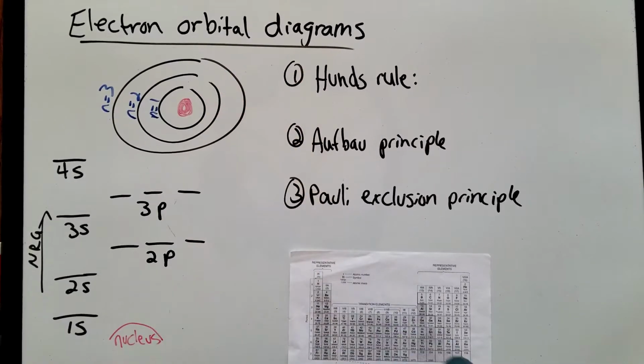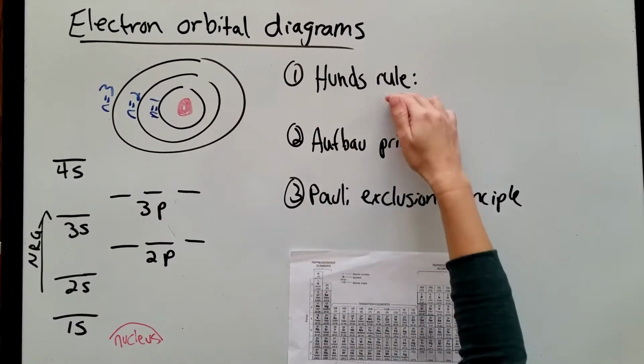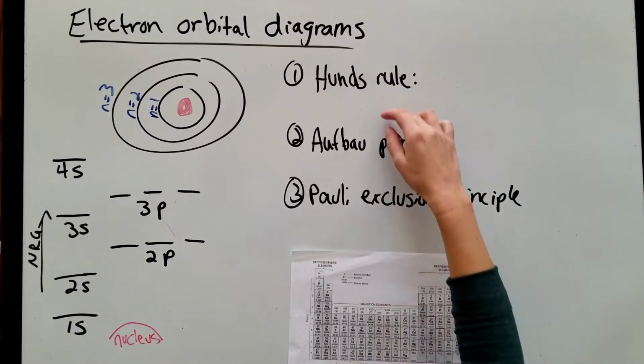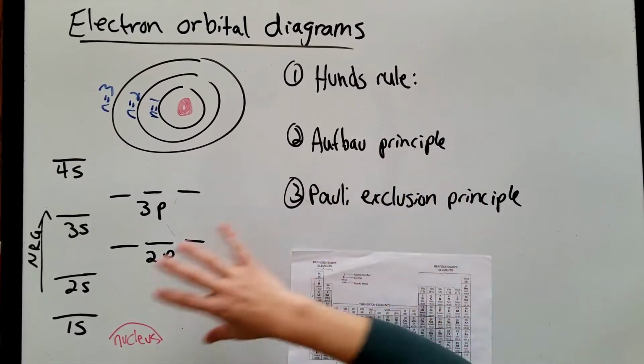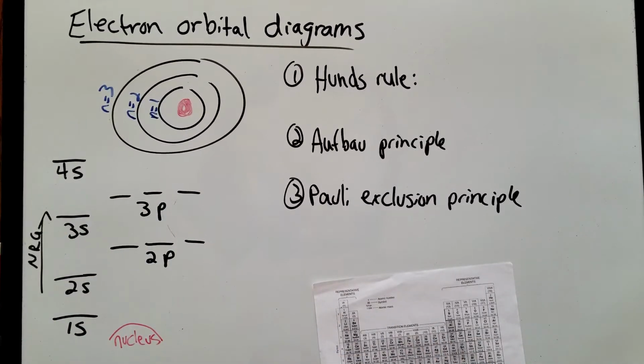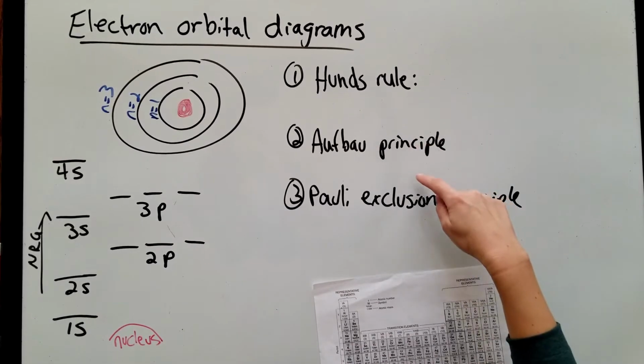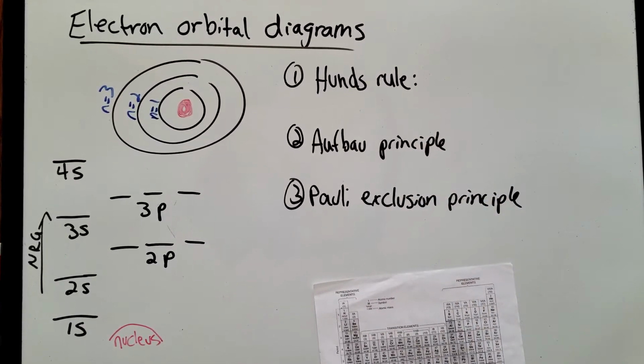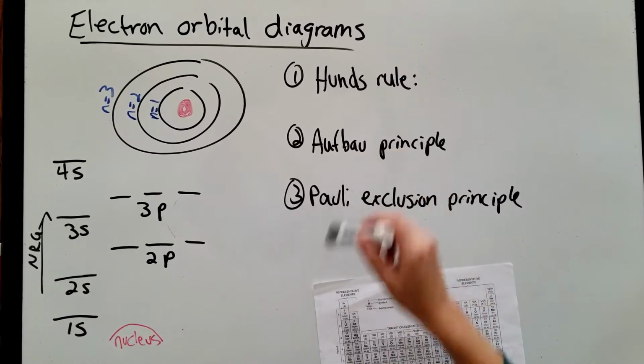In order to fill an electron orbital diagram, we need to follow a set of rules. So we need to know the rule definitions and then how to apply them once we start filling in our little map here. So we have Hund's rule, the Aufbau principle, and the Pauli exclusion principle. I'm going to start with the second rule.